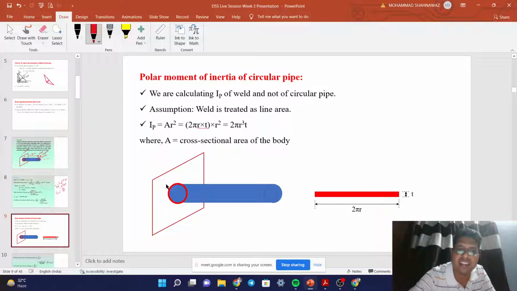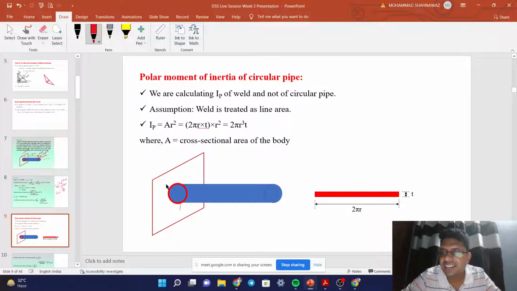So the circumference of this weld is 2 pi r. When you cut it from here or from anywhere and elongate it, it will look like this. Here you can see this is the entire circumference, which is equal to 2 pi r, where r is the radius. So 2 pi r is the total length and a small t is the thickness.